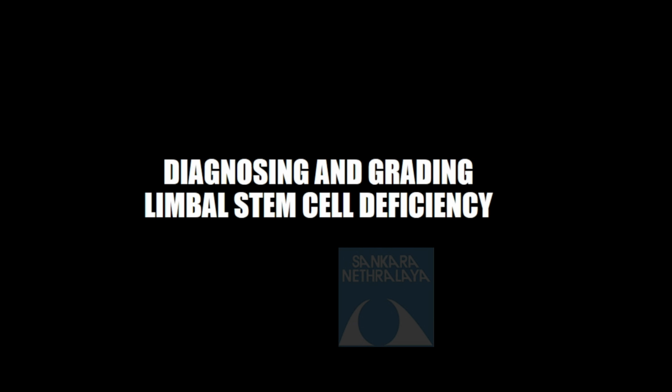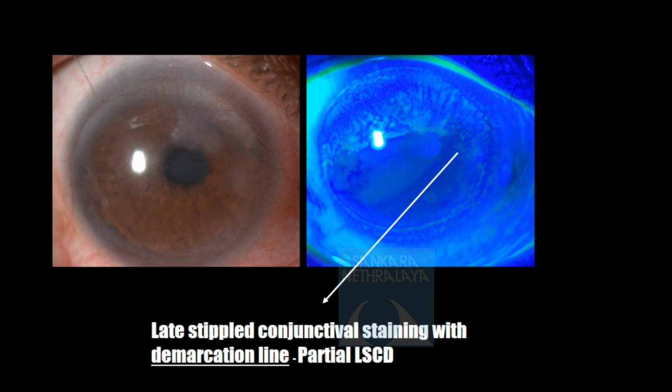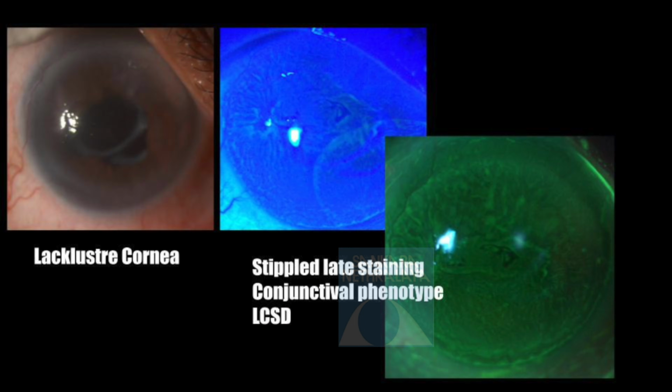As we move further, limbal stem cell deficiency can be diagnosed with a fluorescein stain. In this pattern of stippled conjunctival staining, fluorescein stain can also reveal a demarcation line separating the clear cornea and the stippled cornea, indicating a partial LSCD. This helps us assess the extent of LSCD. In advanced LSCD, the corneal surface appears dull and irregular, which is lusterless, often showing stippled late fluorescein staining.